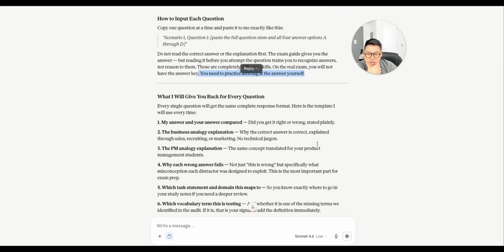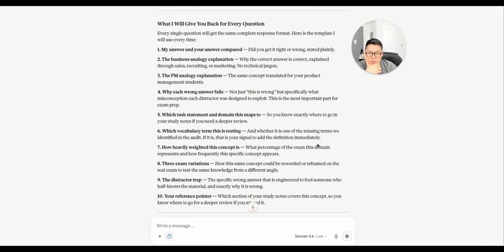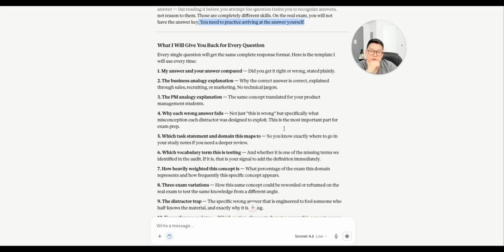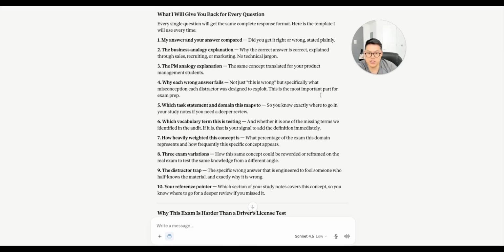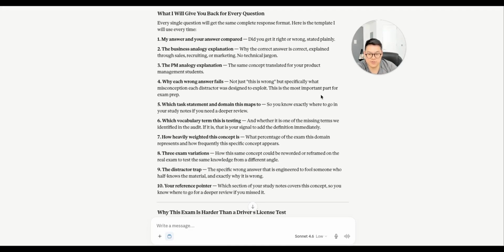Totally right. So what I will give you back for every single question is the complete response format. Here's the template. My answer and your answer compared. Did I get it right or did I get it wrong? Stated plainly. The business analogy explanation. Why the correct answer is correct, explained through sales, recruiting, or marketing, non-technical jargon. The PM analogy, same concept. Why each wrong answer fails. Not just this is wrong, but specifically what's the misconception?